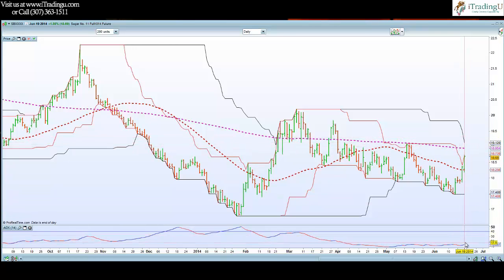Notice the ADX has turned up. We really want to see this get above 20 to show that the market's really starting to trend. So that's the way I would play this market. On a break of the 200-day and the 55-day, I would look to get long.